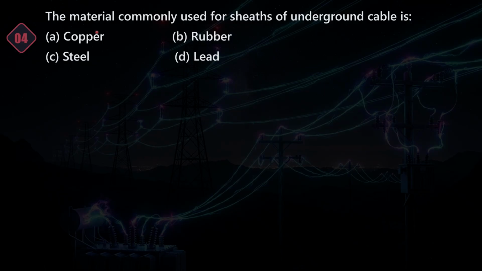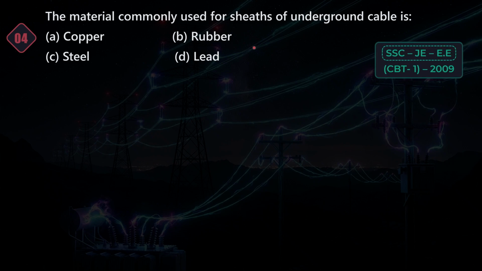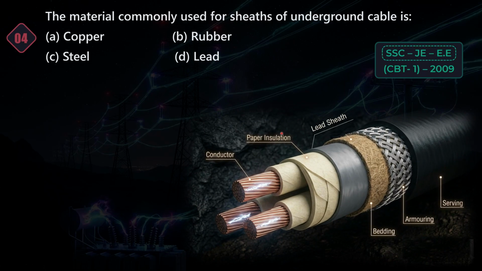The material commonly used for sheaths of underground cable is option A, copper, option B, rubber, option C, steel, option D, lead. In this question, we are looking at the construction of underground cables. Specifically, we need to identify which material is used for the metallic sheath. Now, you can see the construction details of cable here.